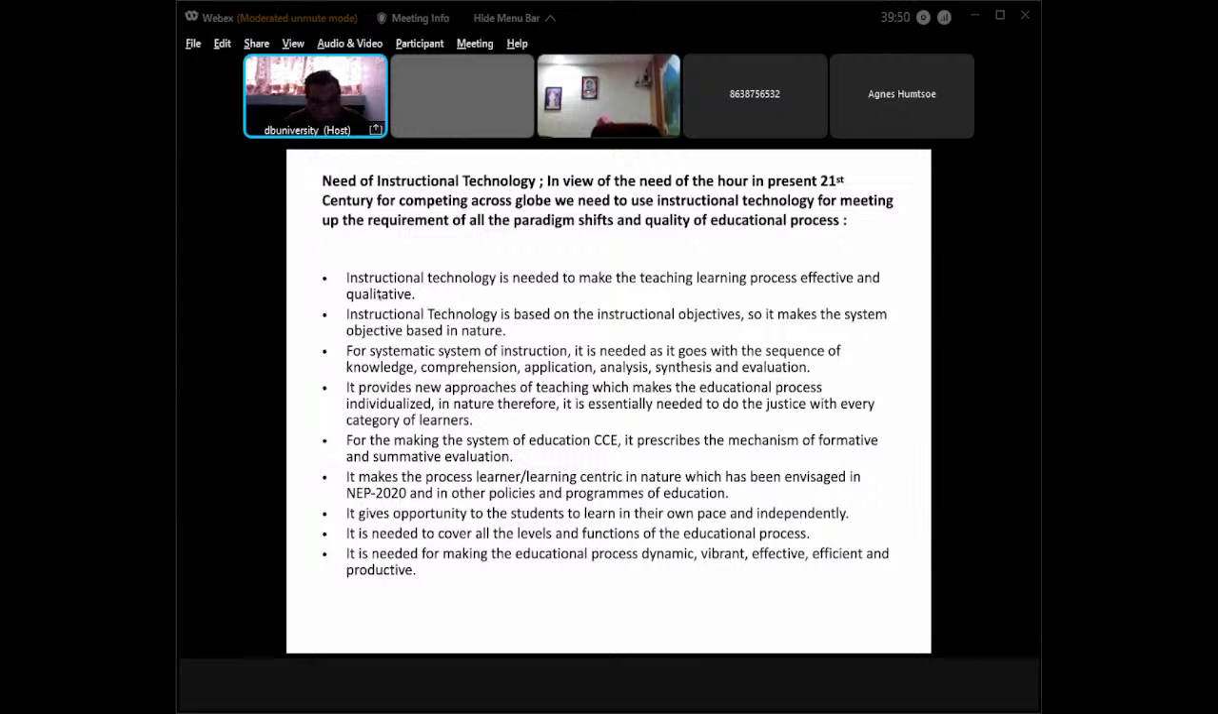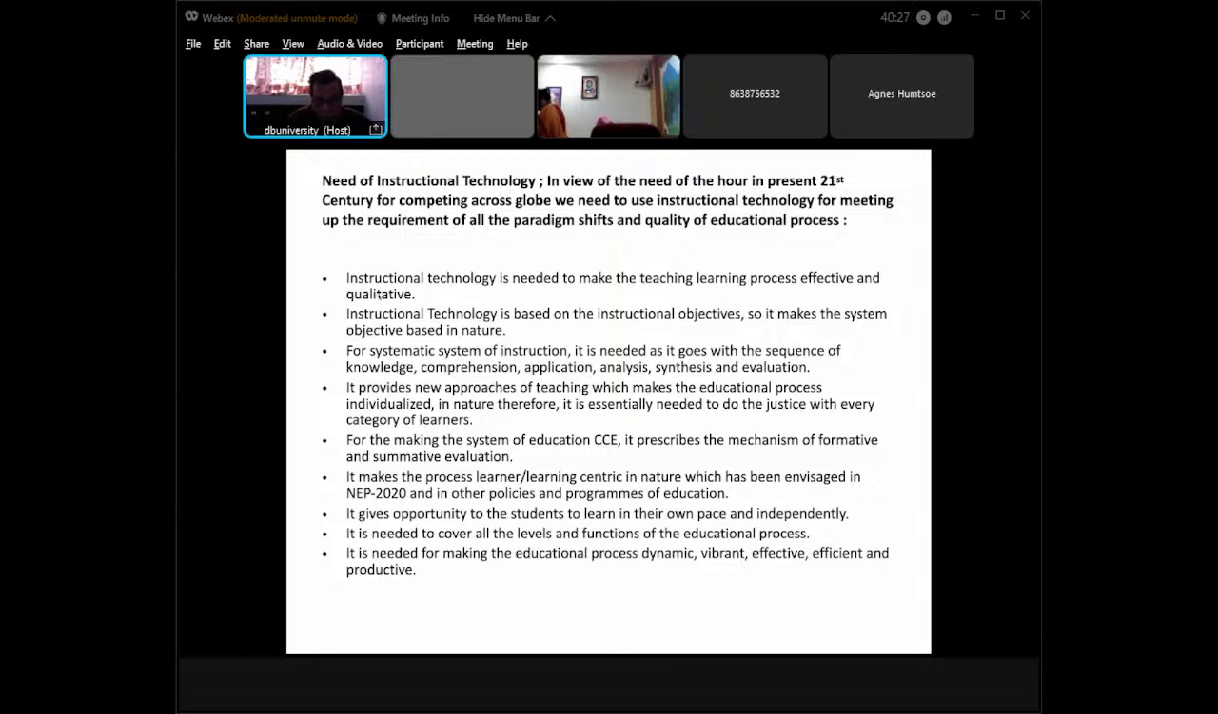But instructional technology says that no teacher is expected to terminate the teaching at the knowledge level or comprehension level. The teacher is to move to the highest level of teaching and create the highest level of learning among the students by following this sequential order. It provides new approaches of teaching and makes the educational process individualized in nature. Now, we are running with the old system of teaching. Old methods of teaching.